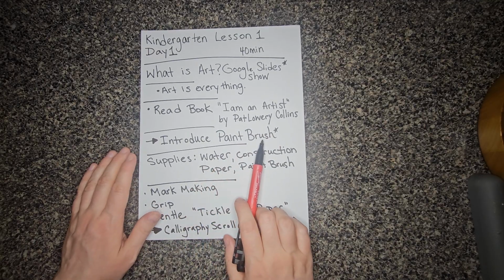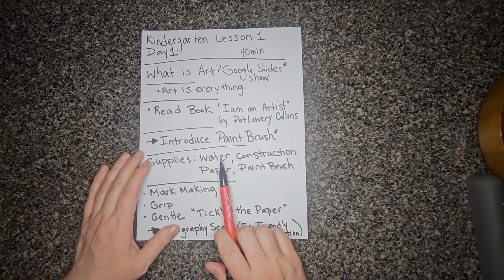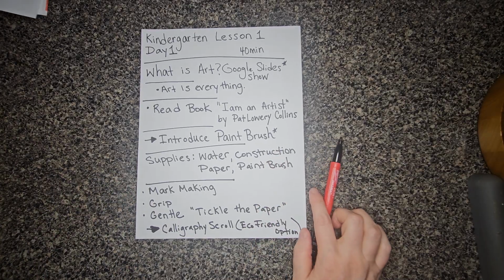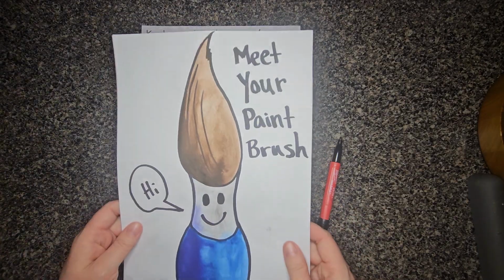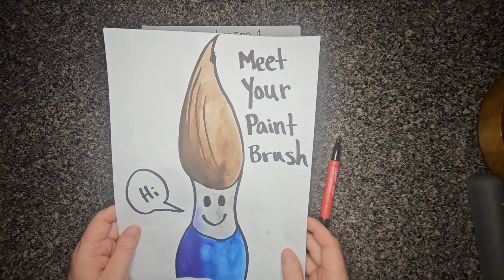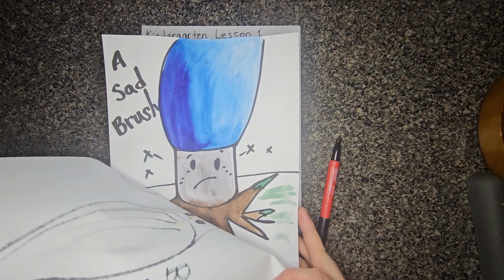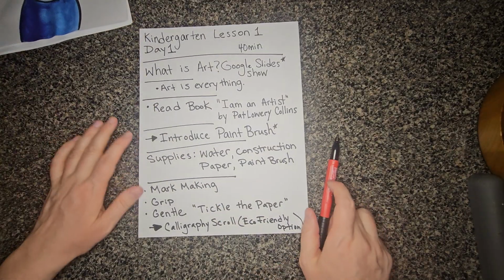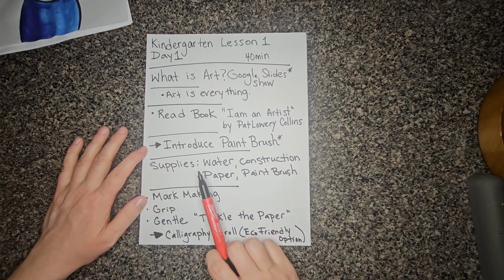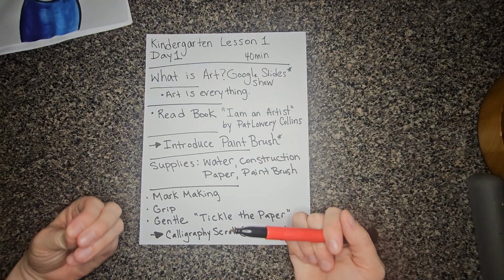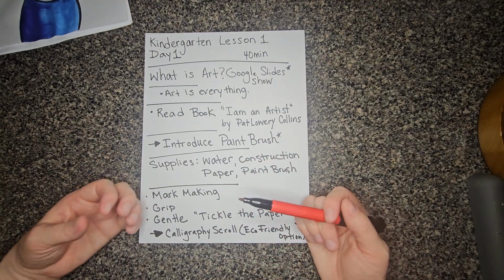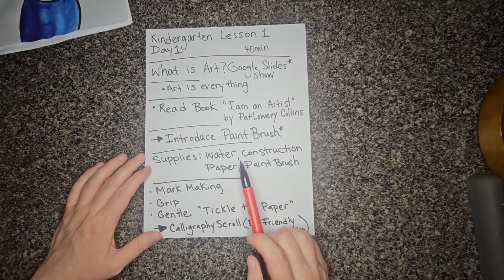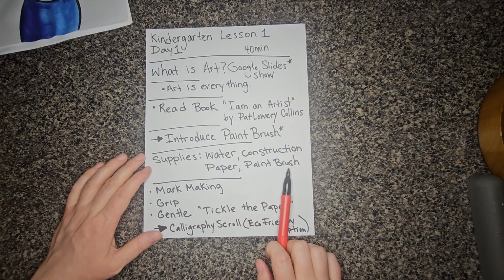I introduce the paintbrush only, no paint, just water. So just going through the paintbrush, I will put these images that you can color in yourself or print in color, and we just go over the paintbrush and putting water on the paintbrush. So we'll use these in the second half of this video. We introduce just the paintbrush, something really fun and engaging so that they want to come back to art class, that they like coming to class, that they enjoy it. So we're going to use water, construction paper, and just a paintbrush.